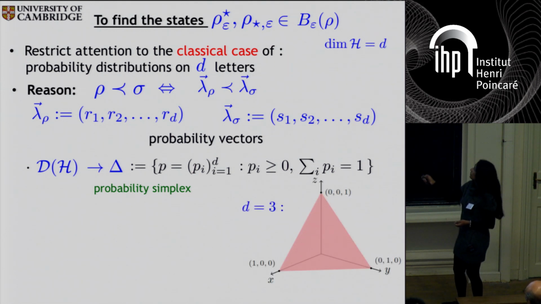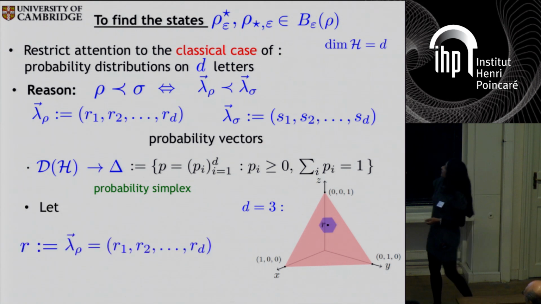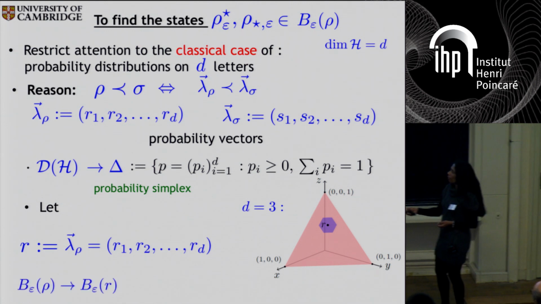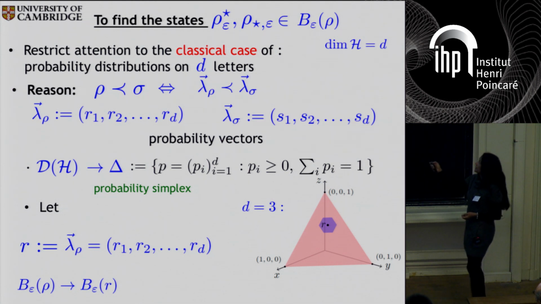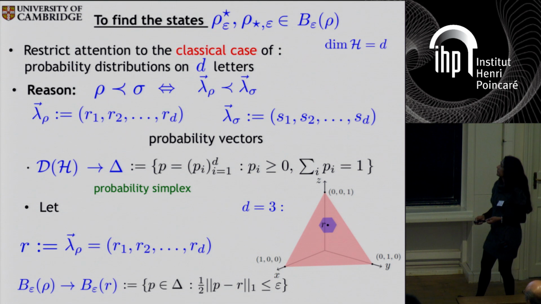And for d equal to 3, as you all know, this is the probability simplex. And let R be the vector of eigenvalues of rho. And instead of a ball around rho, we consider a ball around R, which in this case is given by this hexagon. So this is the definition of the ball, okay?